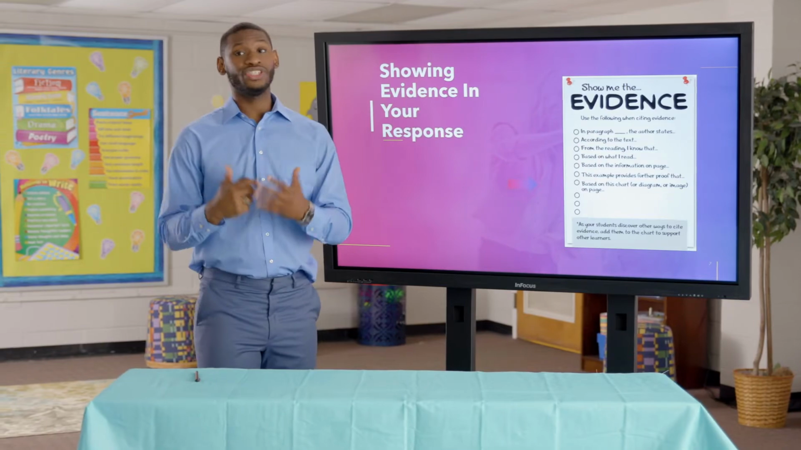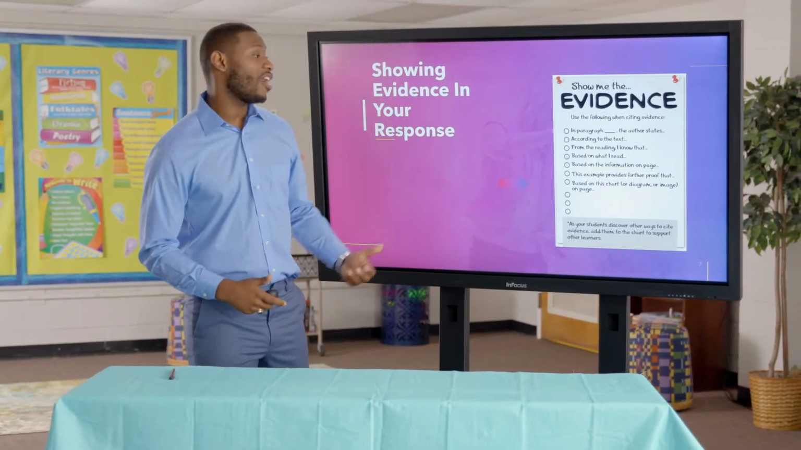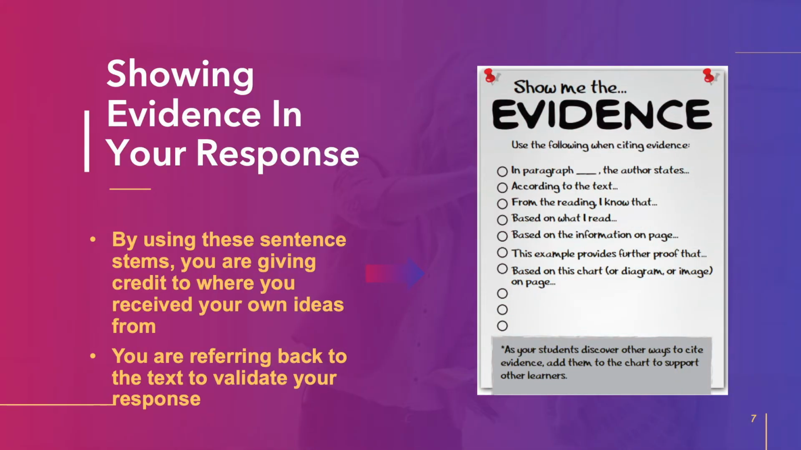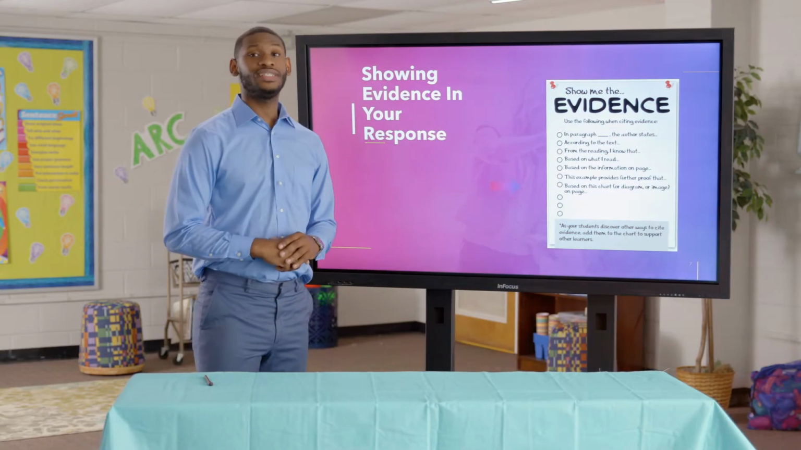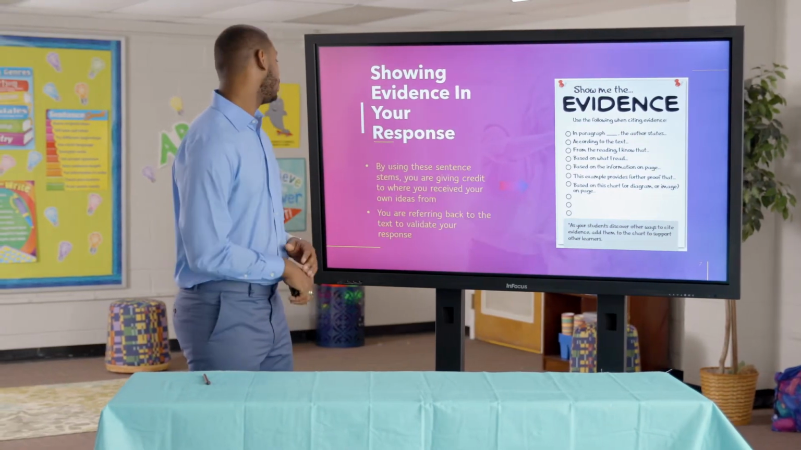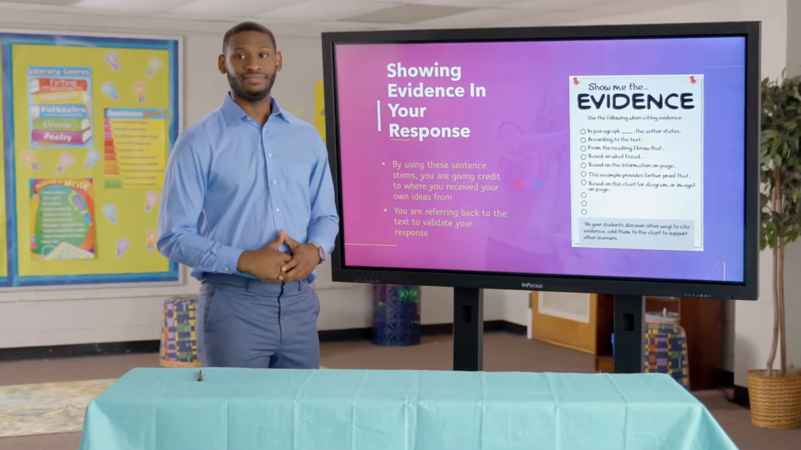So you can first show some evidence in your response. Now, in the previous lesson, we kind of made mention to this and we practiced it just a little bit. And here are some of those stems that we talked about as well. In paragraph blank, the author states, scroll down, based on what I read. Here's another one. This example provides further proof that. So by using these sentence stems, you're giving credit to where credit is due. Also, you're referring back to the text to validate your response.